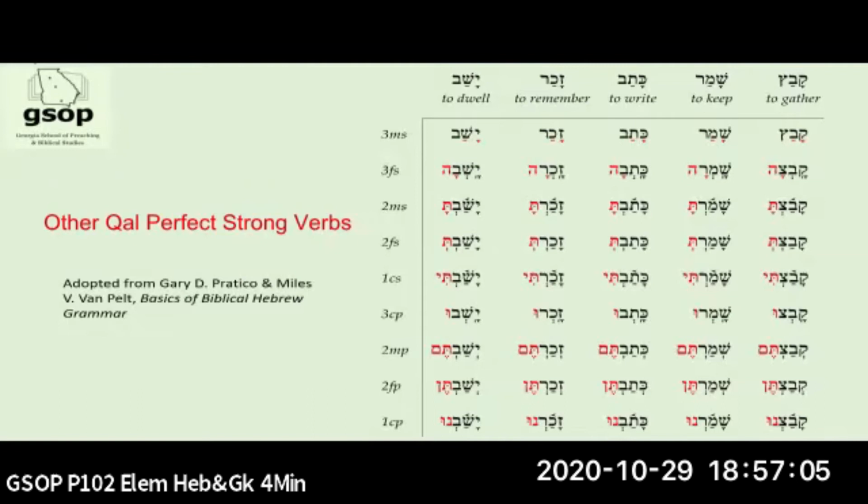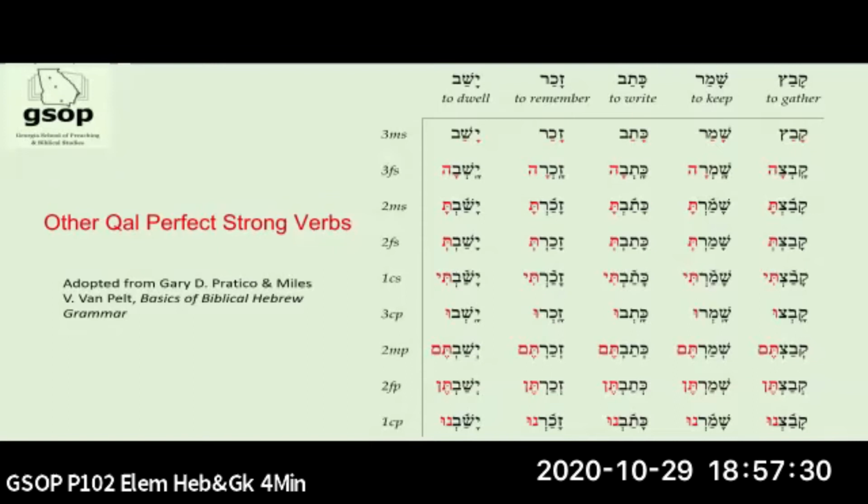There's just a lot of variables. And if you understand why it changes, it's not so hard. We're not going to spend time on that because it's not really a grammar class. But that's all there is to Qal perfect strong verbs. Not overwhelming, I don't think. Everybody awake? Yes. Okay.